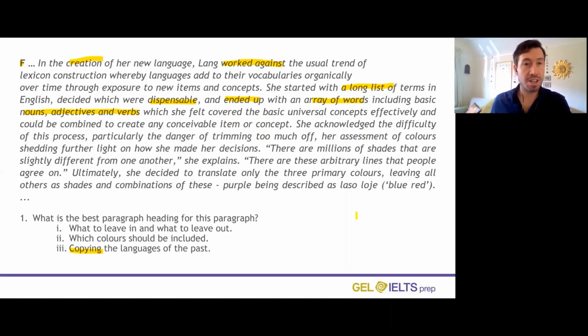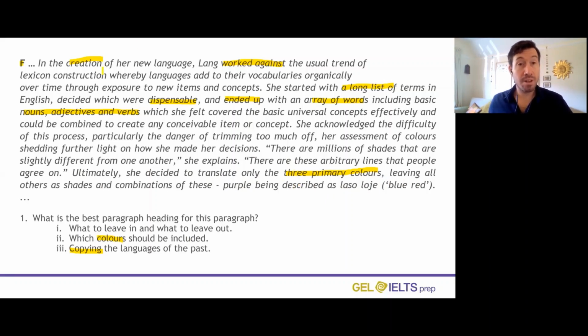And then we need to read the last sentence, and it says, ultimately, she decided to translate only the three primary colors, leaving all of the shades and combinations of these, purple being described as lasso, loje, blue, red. So here it's talked about colors. So you might think, okay, it's about which colors should be included. But that's just the last sentence, okay?